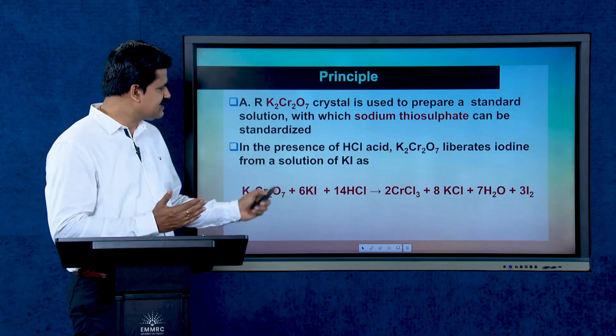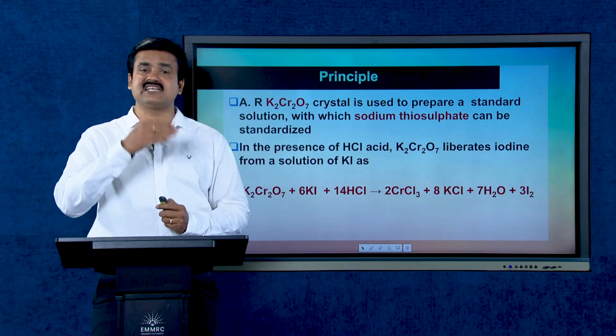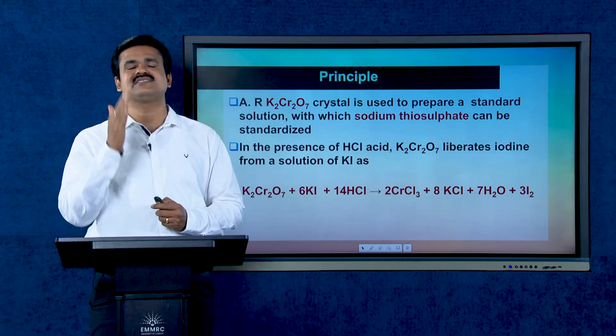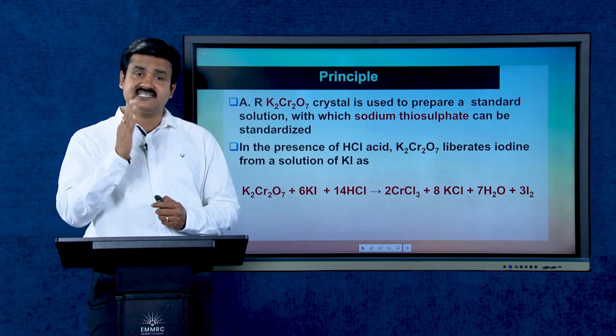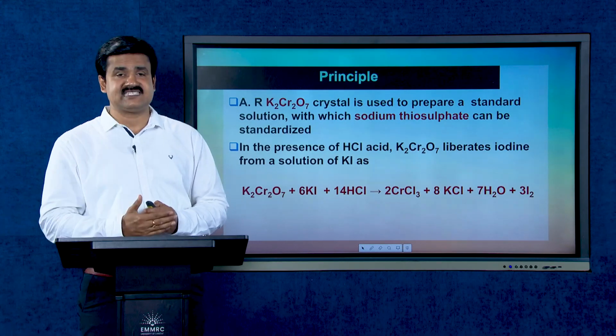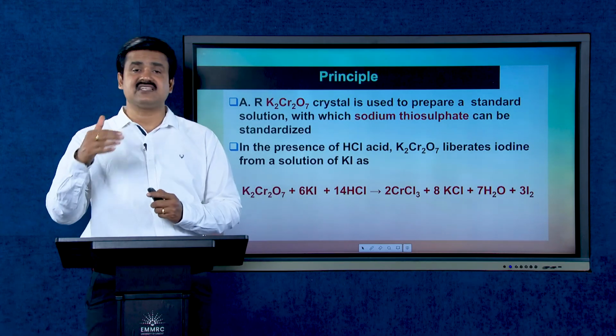Remember, in this expression, the +6 oxidation state of potassium dichromate is reduced to the +3 state in CrCl3. So, K2Cr2O7 acts as a good oxidizing agent. You already studied that potassium dichromate in acid medium is a powerful oxidizing agent. Here you can see the presence of hydrochloric acid, so the reaction is in the acid medium.